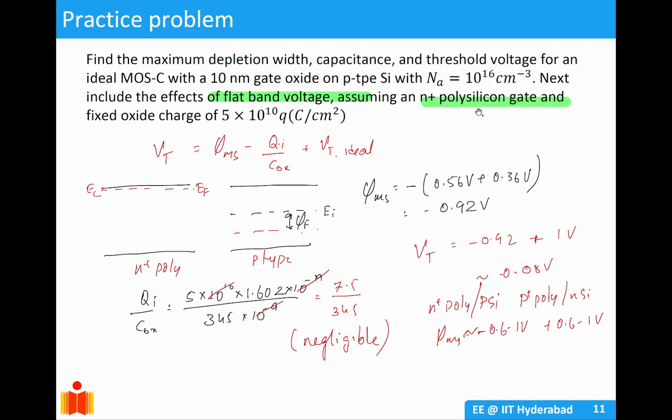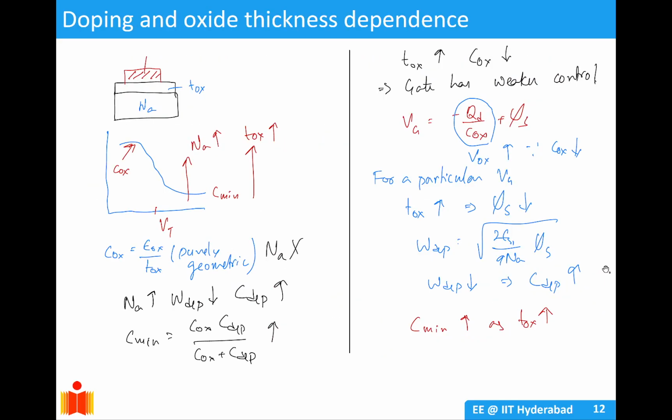If you use a polysilicon gate with complementary substrate, that is N plus poly with P silicon or P plus poly with N silicon, your phi ms will be in the regime of 0.6 to 1 volts, and your VT will be almost near to zero. Now the dependence of doping and oxide thickness on your CV.